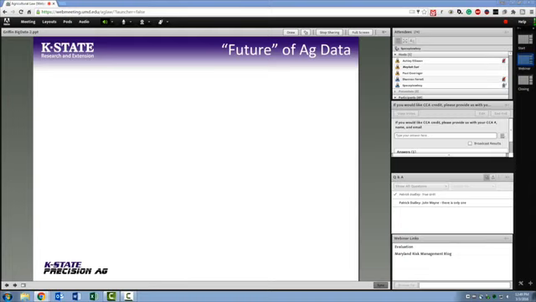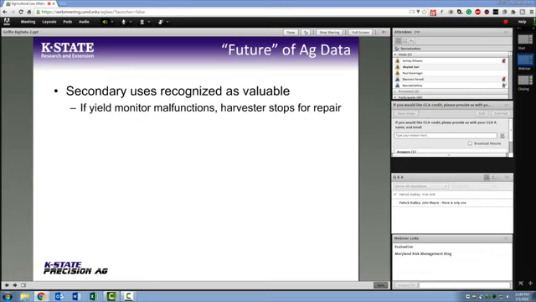So what's the future of ag data? Well, I put future in quotes because some of these things may be more today than the future. For instance, one of my predictions is that when ag data are truly big and our big data system is truly operational in agriculture, the secondary uses will be recognized as valuable. Remember when we used the Amazon example and the example of the G/E/M with yield monitor data? The secondary uses of ag data will be viewed as more valuable than the primary uses of that data.